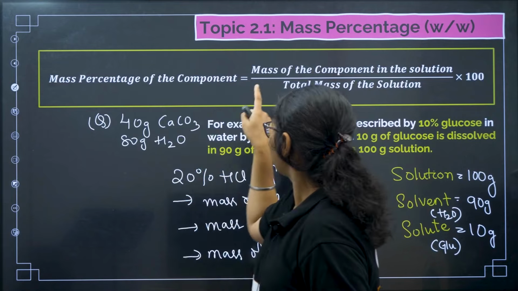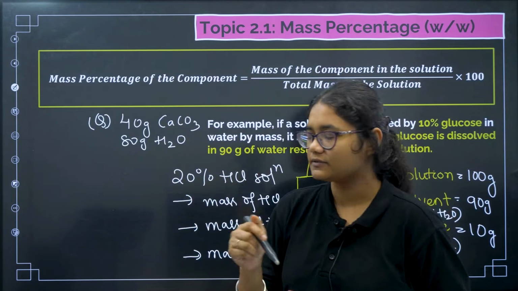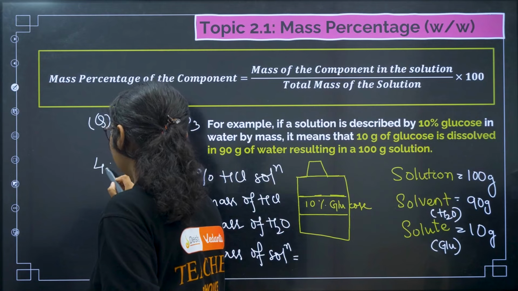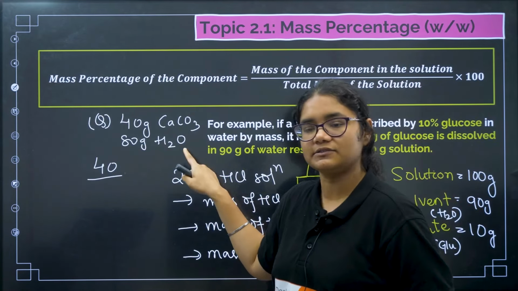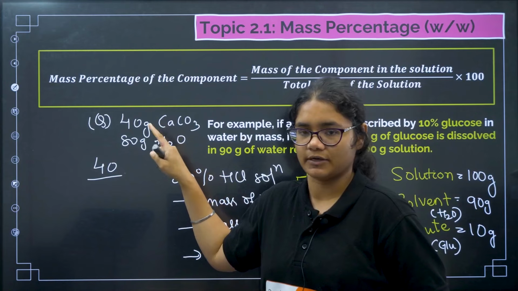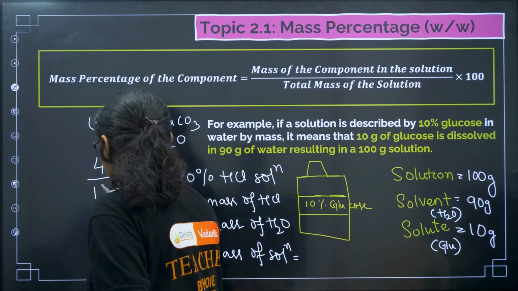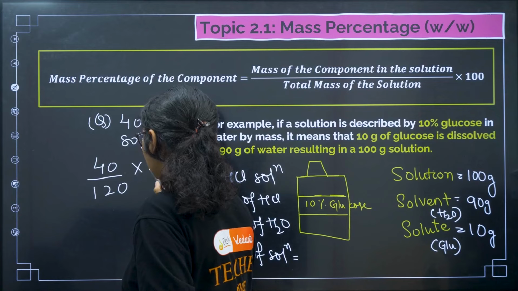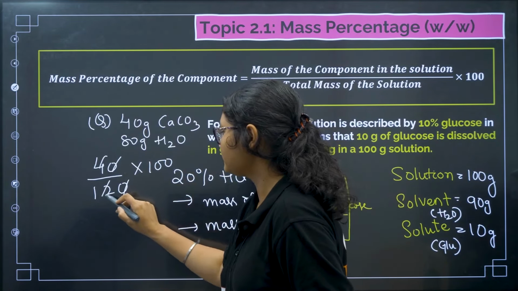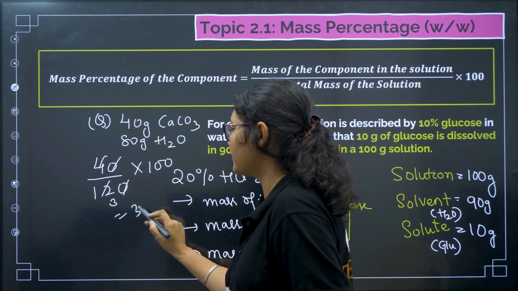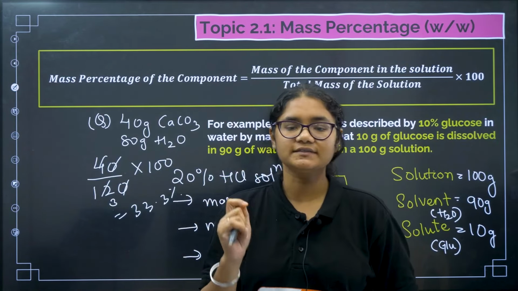So what to do? Mass of the component. Which component is added? Calcium carbonate. So total mass of this one is 40. Next, total mass of the solution. 80 gram is water, 40 gram is calcium carbonate. The total mass of the solution will be 120, right? Then into 100. So now you can just solve this. So 33.33 something we will get. Okay, so this is the mass percentage.